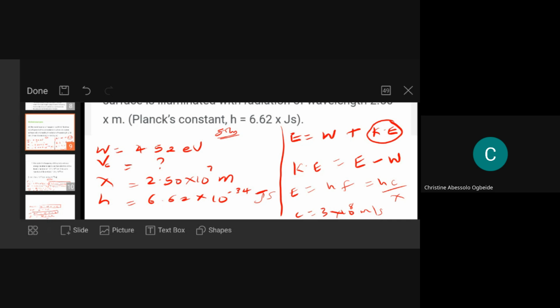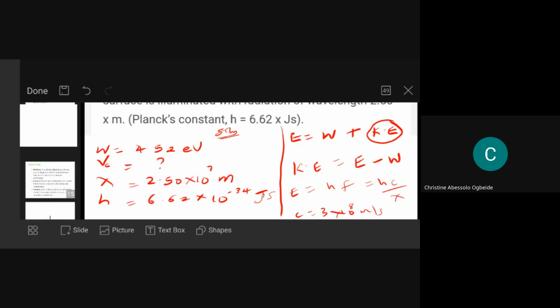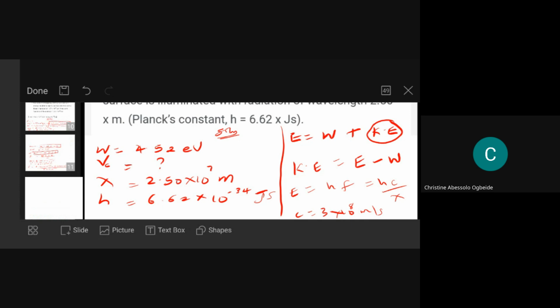So you simply multiply c by Planck's constant and divide it by the wavelength. That would give us the energy of the photon, all right? And once we've gotten the energy of that photon, we can now subtract the work function from the energy and get the kinetic energy of the electron. So let's do that. Let me take this a little bit upward.